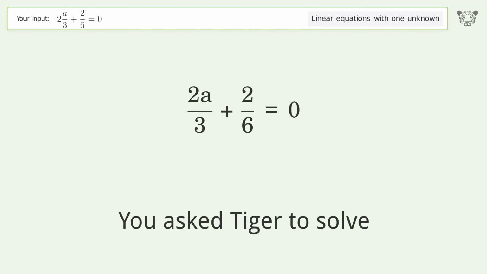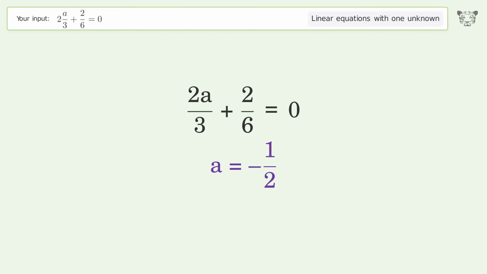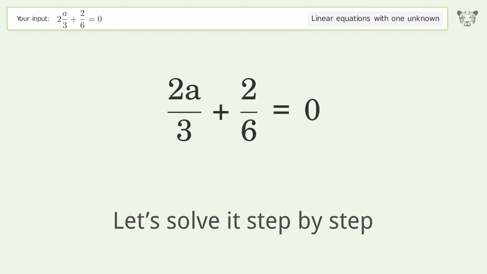You ask Tiger to solve this. This deals with linear equations with one unknown. The final result is a equals -1/2. Let's solve it step by step.